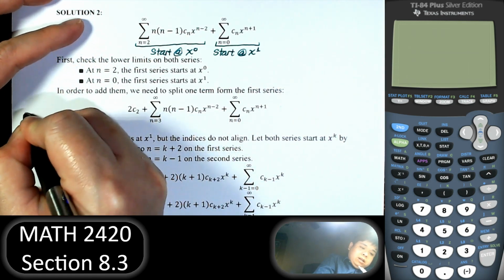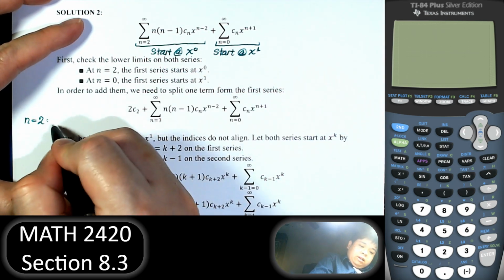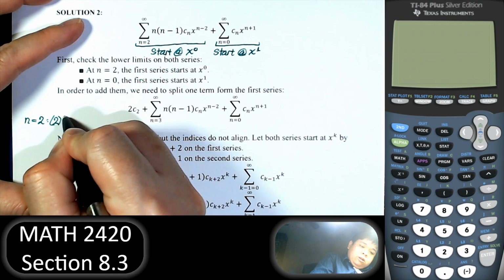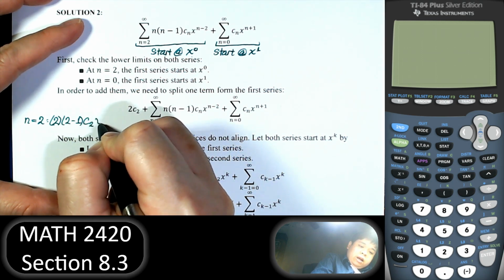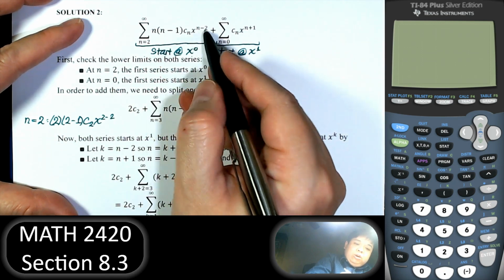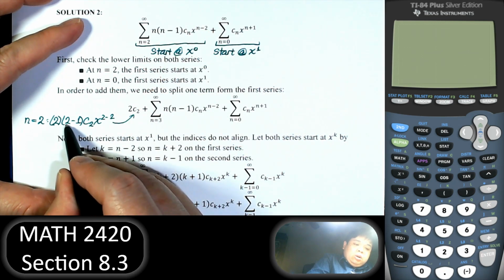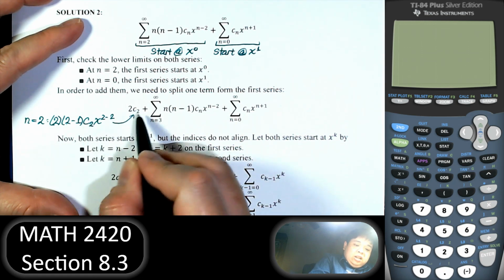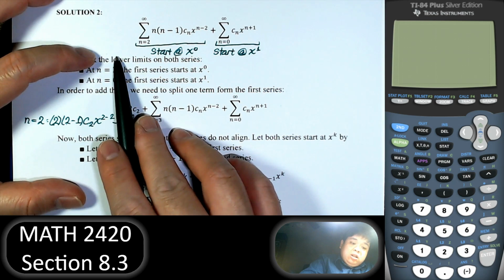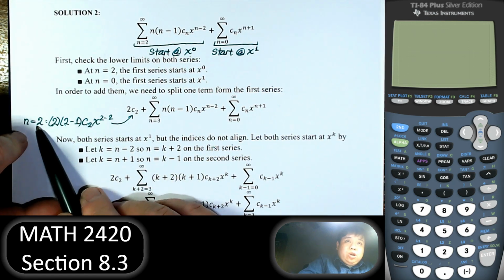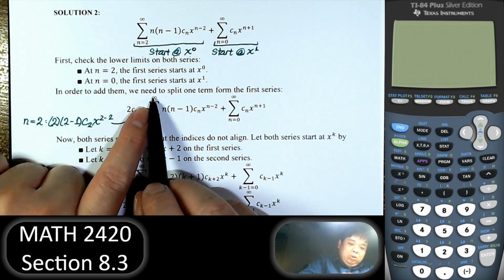So we have n equal to 2. We will have 2 minus 1, c of 2, x of 2 minus 2. Yeah, put 2 in for n here. And that 2 times 1 is 2, c2, x to the 0 power is 1. Now we split out one term for n equal to 2. The summation now starts from n equal to 3 to infinity.